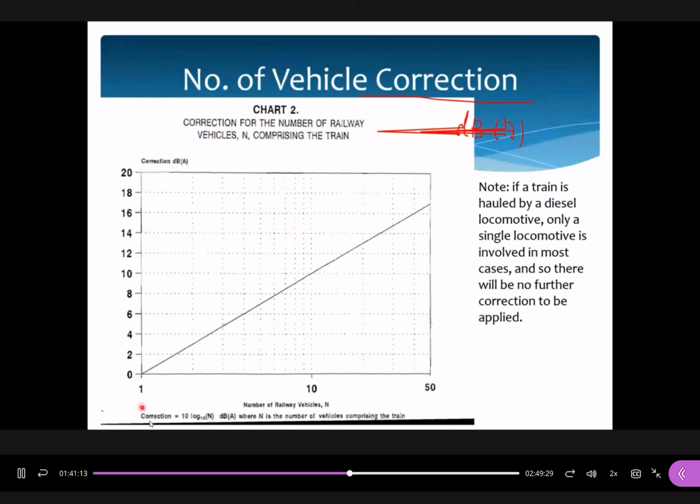You may make use of this figure or this correction factor. Let's say there are 10 vehicles. When you refer to this one and draw a vertical line and a horizontal line here, you can get the correction factor of 10 dBA. Any problem?